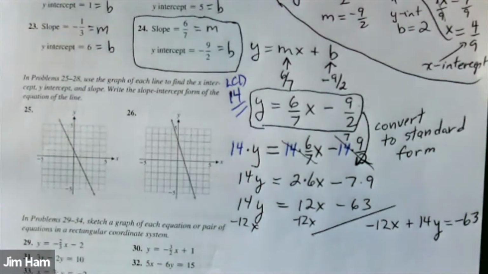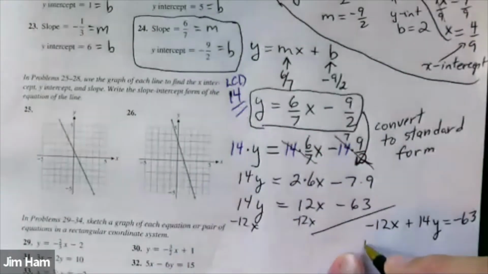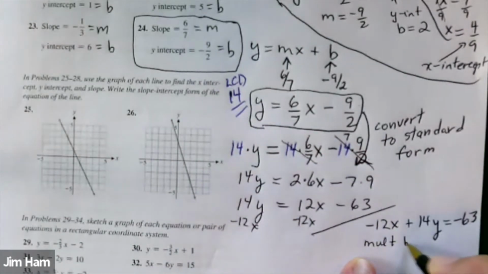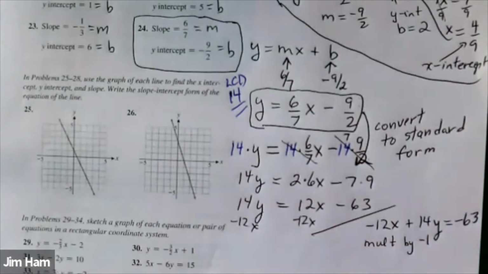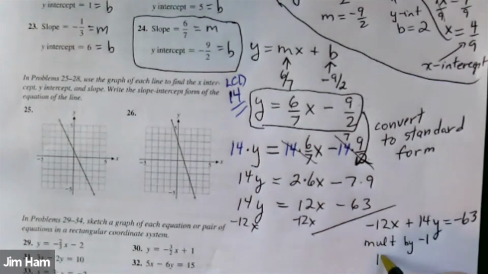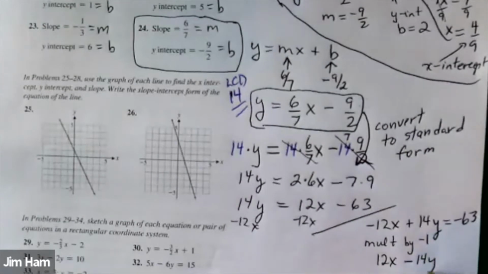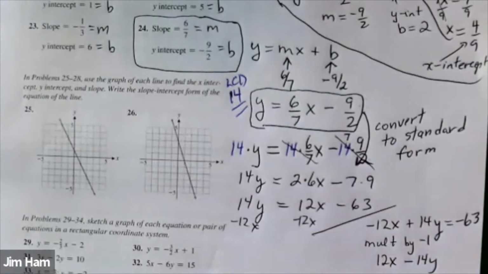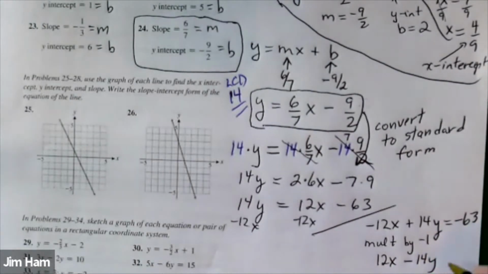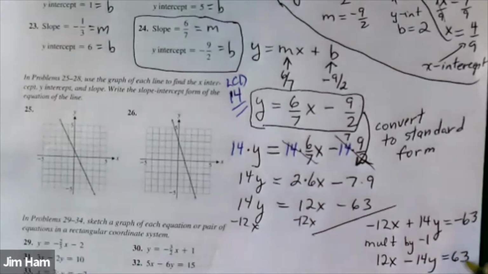And there's one more step. Because we want that first coefficient, the number in front of the x, to be a positive number, we're going to multiply the entire equation by -1. And if you multiply by -1, that basically changes the sign of every term in the equation. So negative 12x becomes positive 12x, positive 14y becomes negative 14y, and we'll write that as minus 14y. And then negative 63 becomes positive 63.